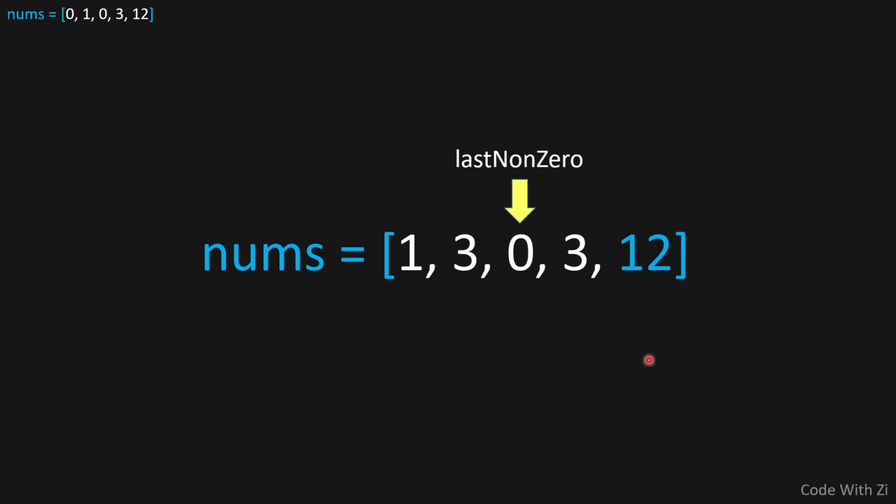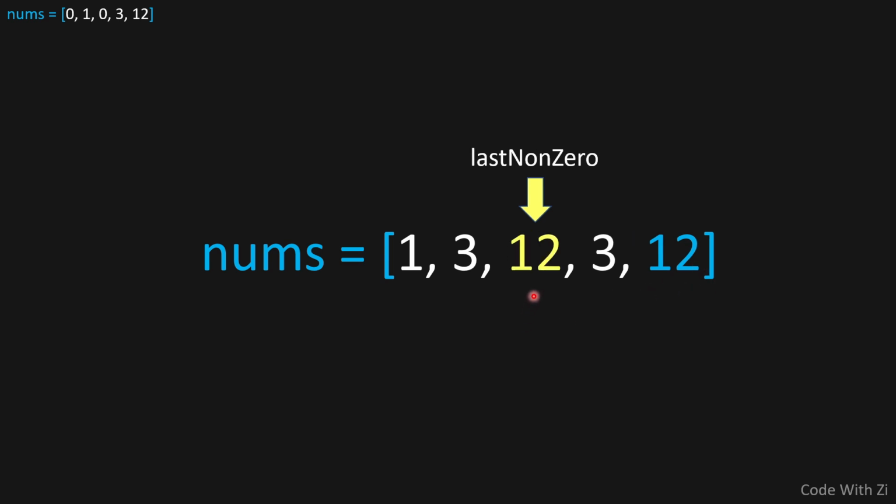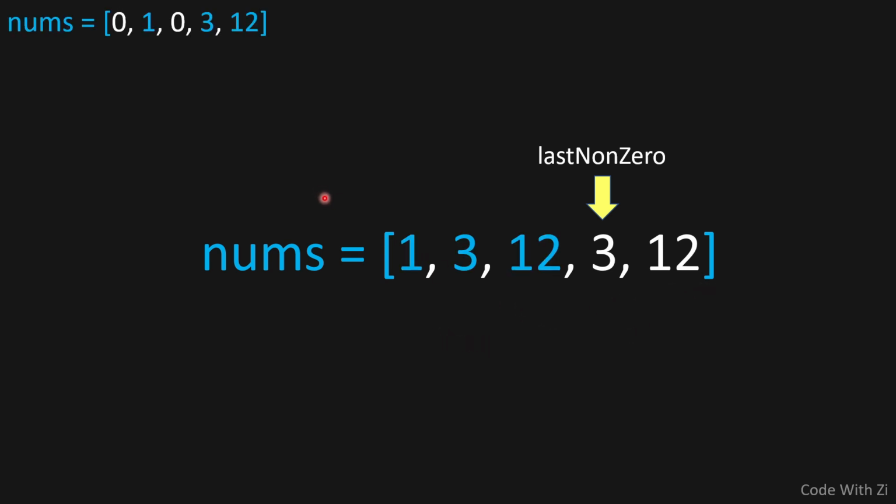This time we're looping through 12. Is 12 equal to 0? Not really. So we put 12 in the position that lastNonZero is pointing to, and then we increment lastNonZero, like so. And we're done with the loop because we looped through all of the elements inside of our array. Now, if we compare our arrays here, this is the original array that we had, and this is the array that we modified. As you can see, all of the 3 non-zero elements are in the beginning of our array, just like we were asked.